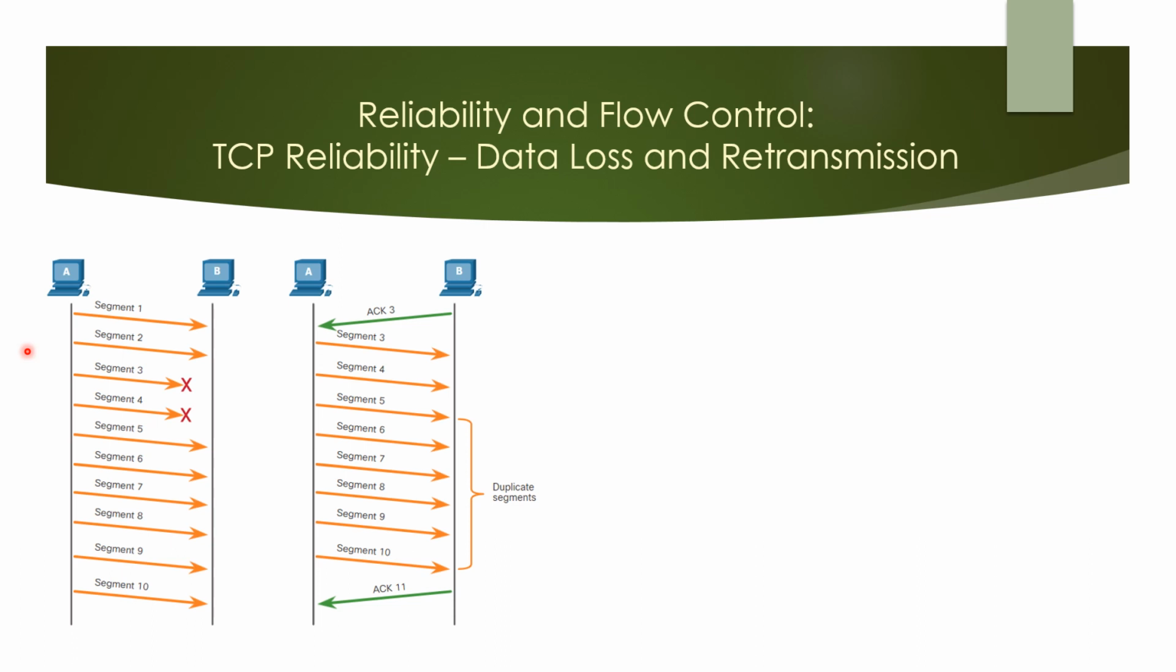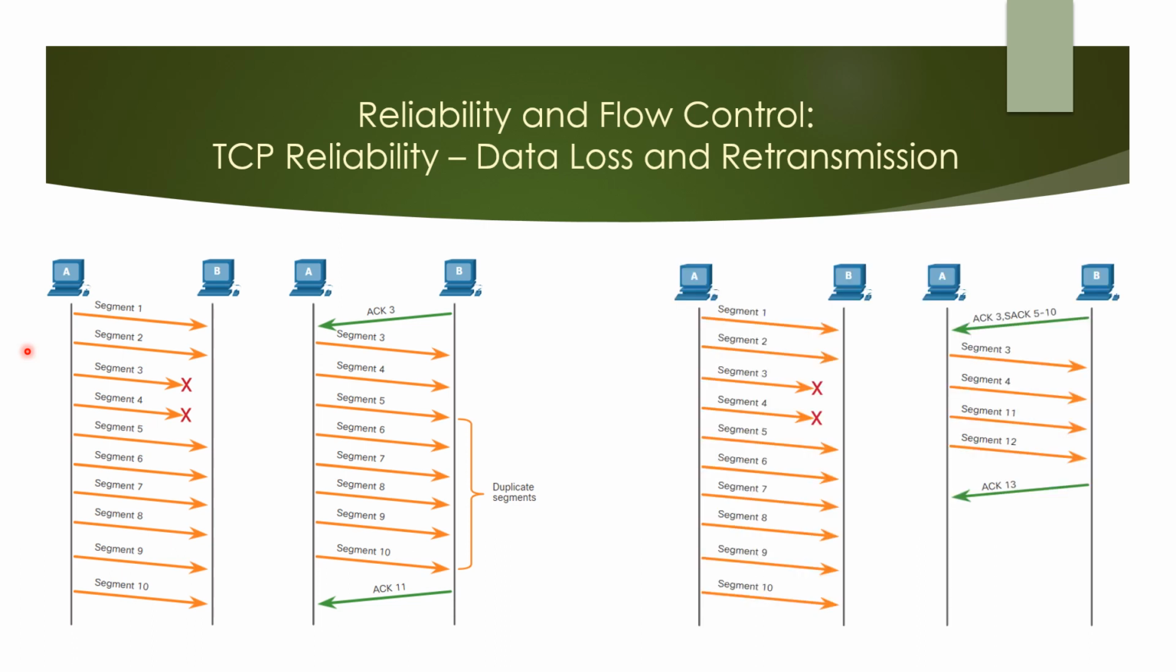Host operating systems today typically employ an optional TCP feature called selective acknowledgement, negotiated during the three-way handshake. If both hosts support selective acknowledgement, the receiver can explicitly acknowledge which segments were received, including any discontinuous segments. The sending host would therefore only need to retransmit the missing data. And this is shown here in the figure.